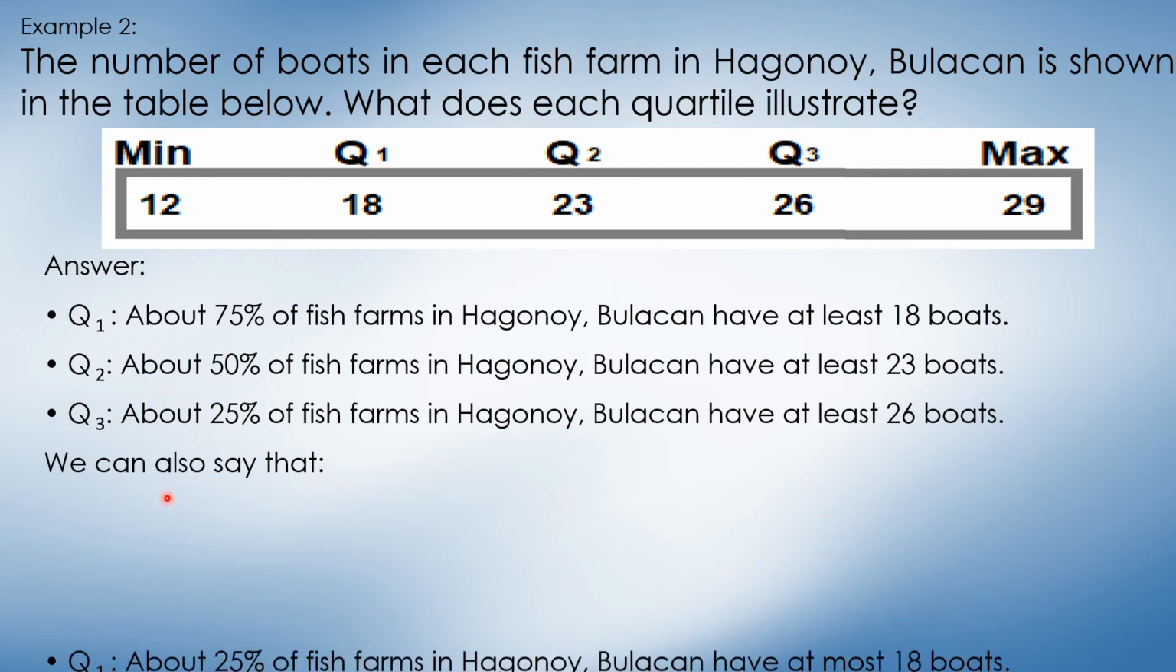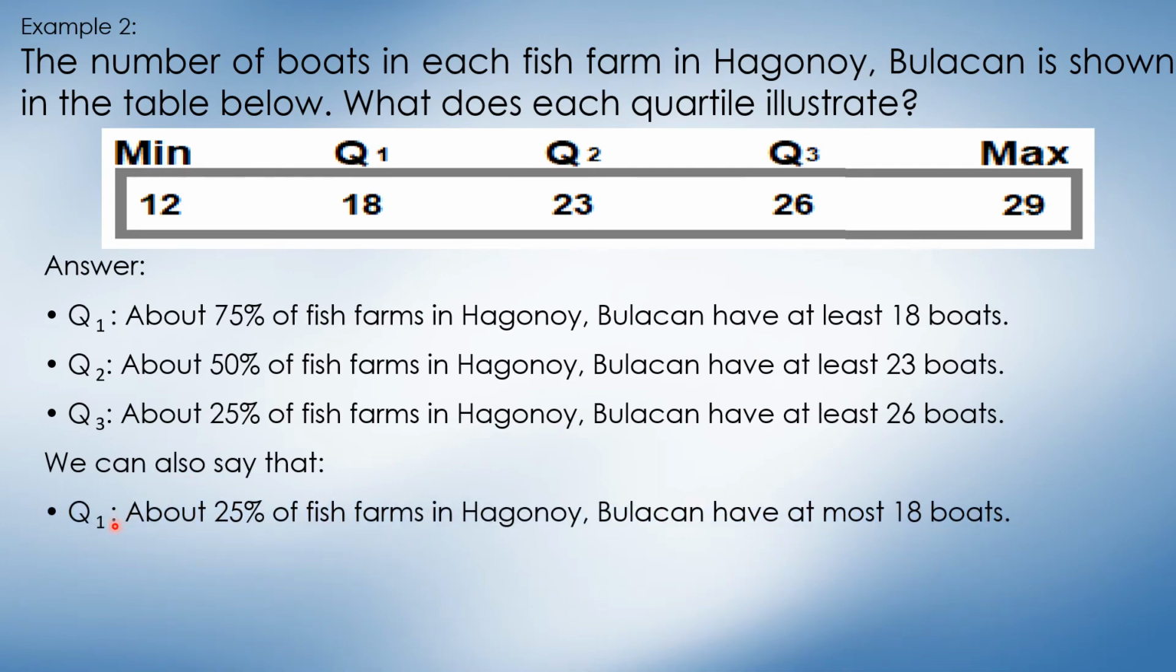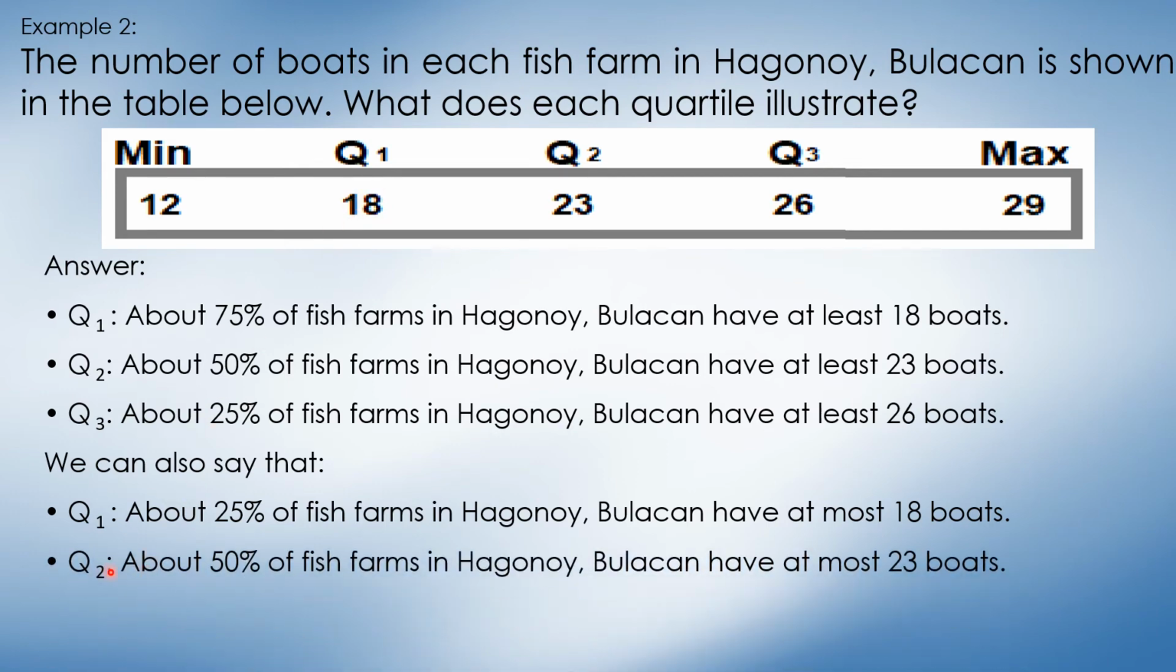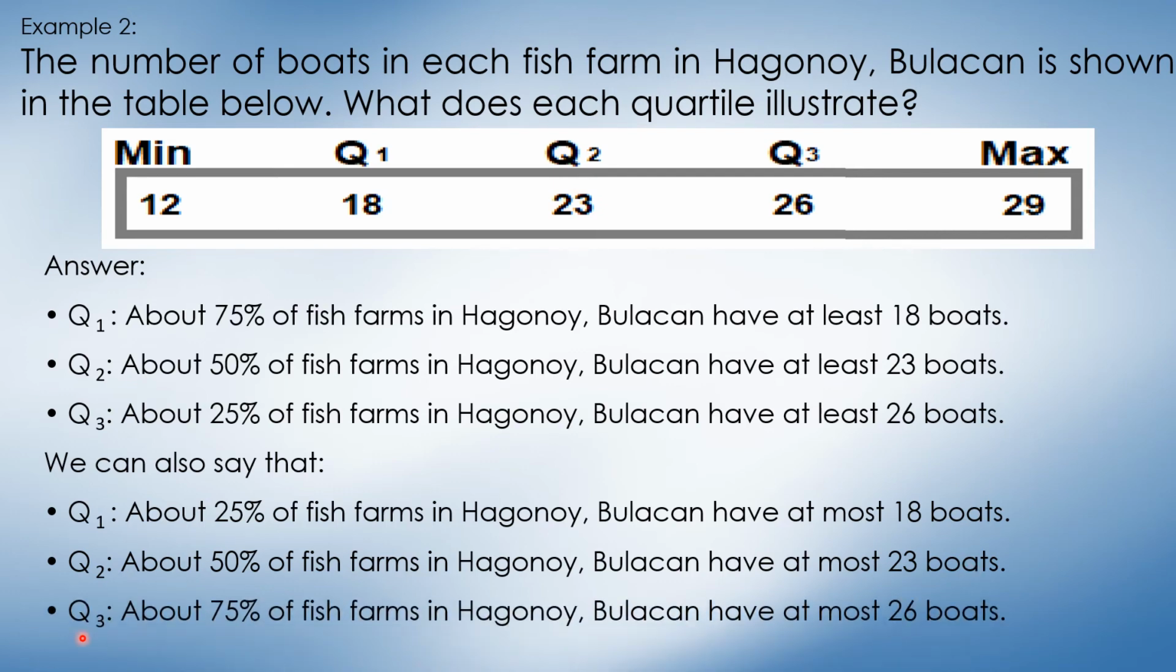We can also say that in the first quartile, about 25% of fish farms in Hagonoy, Bulacan have at most 18 boats. Second quartile, about 50% of fish farms in Hagonoy, Bulacan have at most 23 boats. And for the third quartile, about 75% of fish farms in Hagonoy, Bulacan have at most 26 boats.